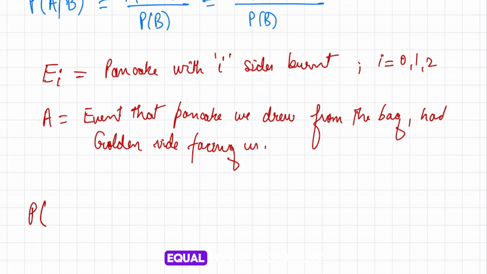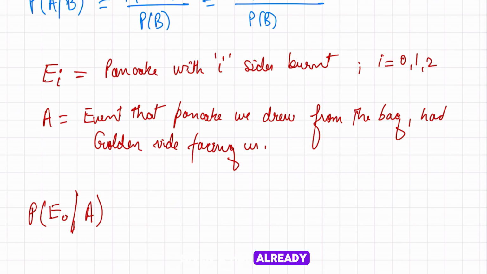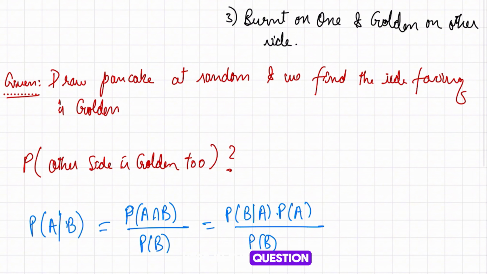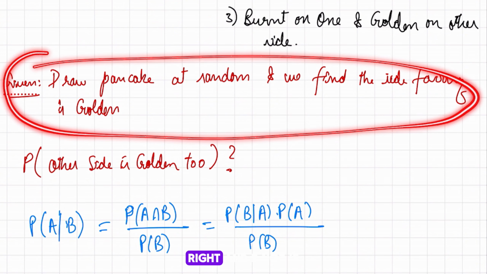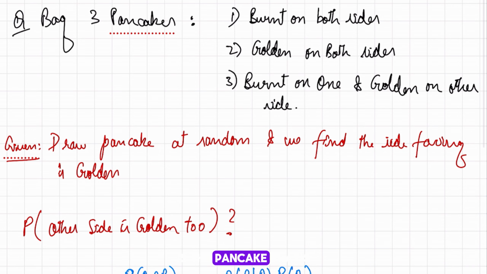So this is equal to the probability of E0 given A has already occurred. Why? Because event A says that you drew the pancake and the side you looked at was golden. That has already happened, because we have this here in the question. And E0 is the pancake that's golden on both sides, and that is exactly the probability we're looking for, because you want the other side to be golden.